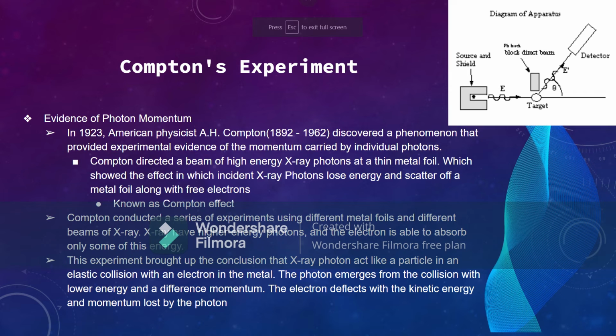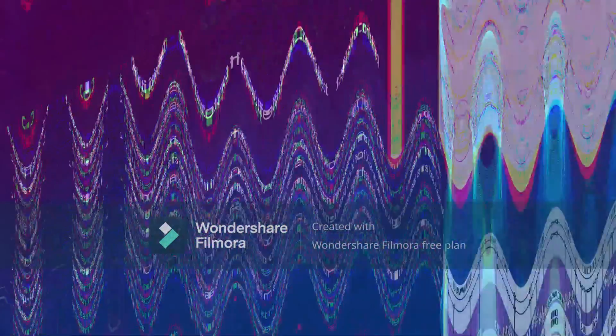X-rays have higher energy photons, and the electron is able to absorb only some of this energy. This experiment brought up the conclusion that X-ray photons act like a particle in an elastic collision with an electron in metal. The photon emerged from the collision with lower energy and a different momentum. The electron is deflected with the kinetic energy and momentum lost by the photon. The diagram at the top right shows how the experiment looked for Compton.